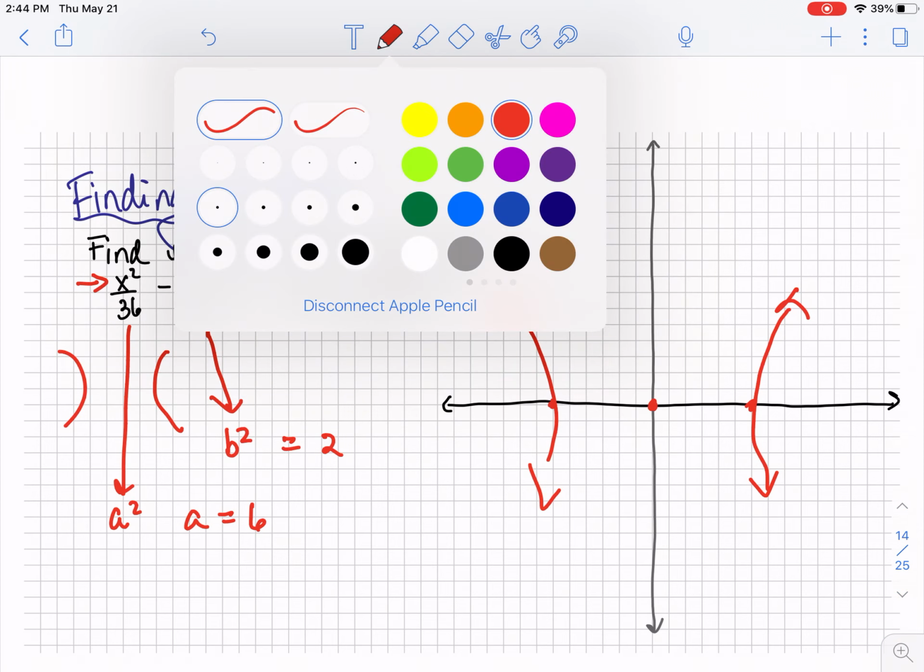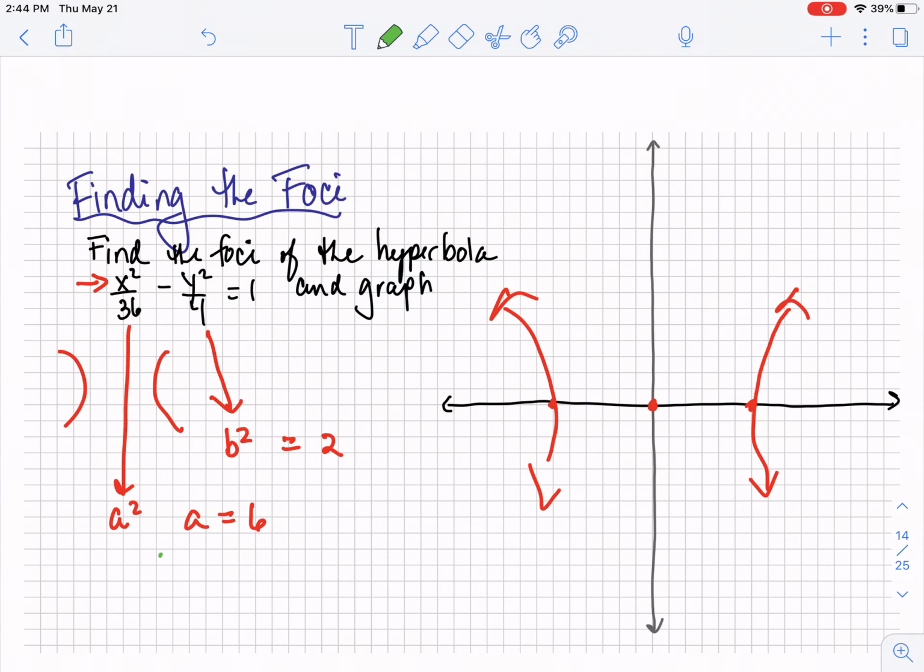So if I wanted to figure out the foci, well, guess what? c is going to be just like it is in an ellipse. c is the distance between the focus and the center. Okay, I'm now going to use my formula. c squared is equal to a squared plus b squared.